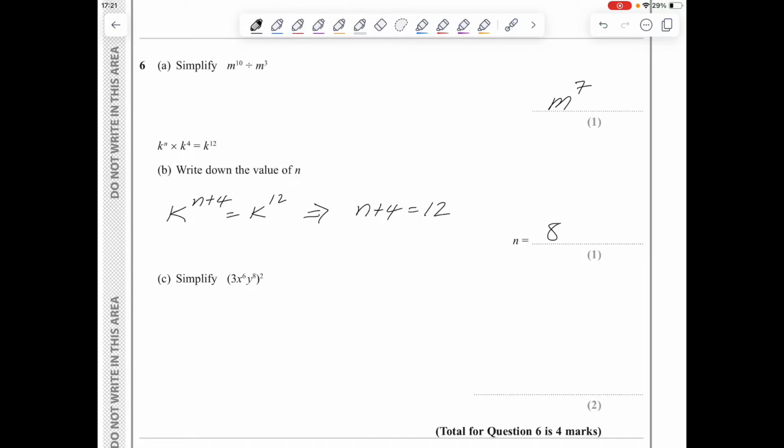And then in part C, the power of 2 will be applied to all terms, so I get 3 squared times x to the power of 6 squared, y to the power of 8 squared, so I get 9 x to the power of 12, y to the power of 16. The last two are done by multiplying the powers.